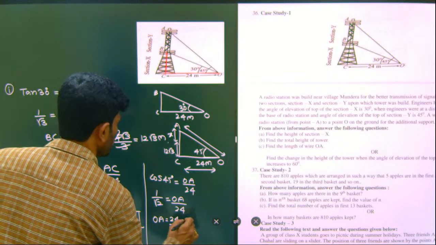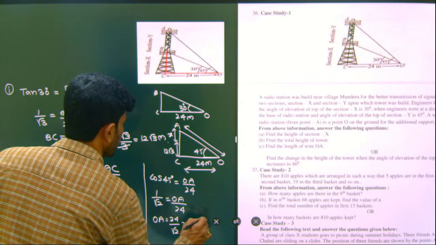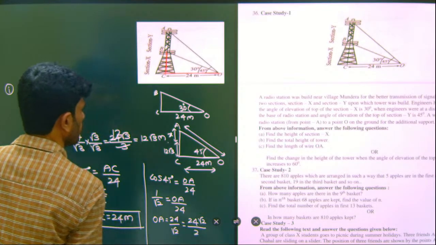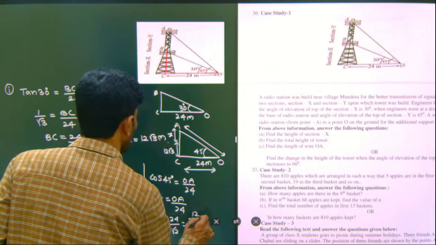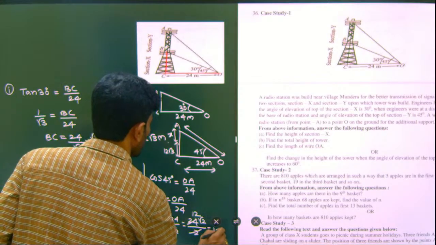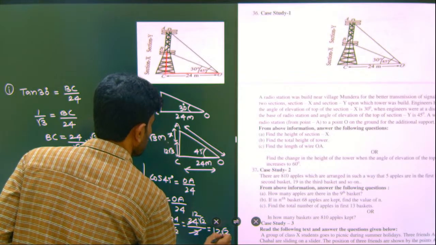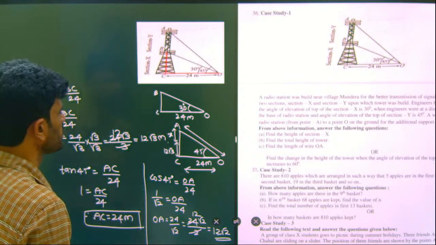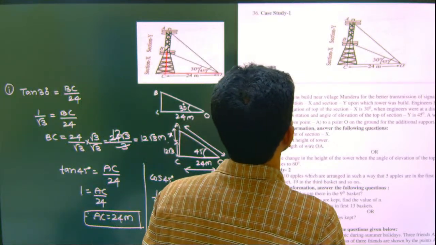Which is 24 root 2 by 2, which is 12 root 2. Before, I wrote 12 root 3, which is wrong. It is 12 root 2 meters. That is the length of the wire OA.